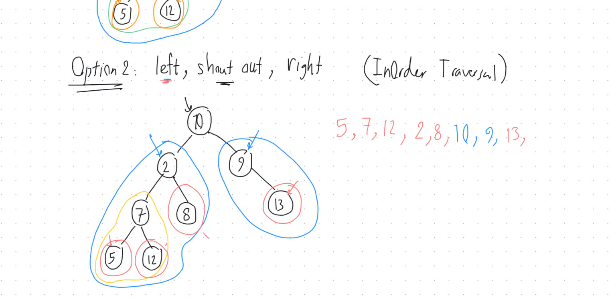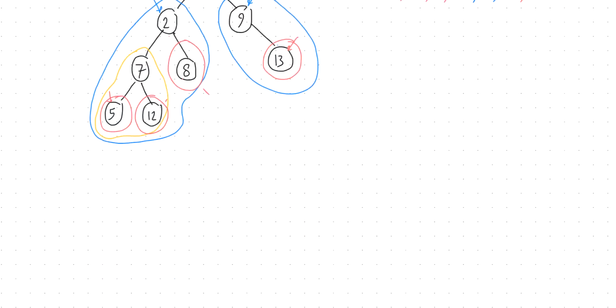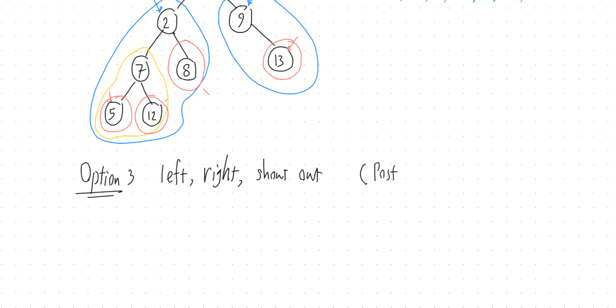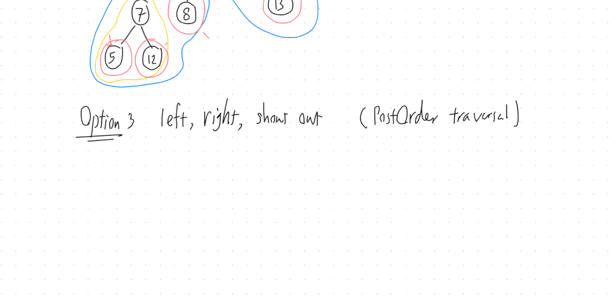So, in-order traversal. And finally, the third option, the final option that we are going to talk about today, option 3, goes as follows. Option 3 is where we process the left, then right, and at the end, we shout out the current node or process the current node. Okay, and probably you can guess, it's called post-order traversal. Okay, going with the same example for post-order.